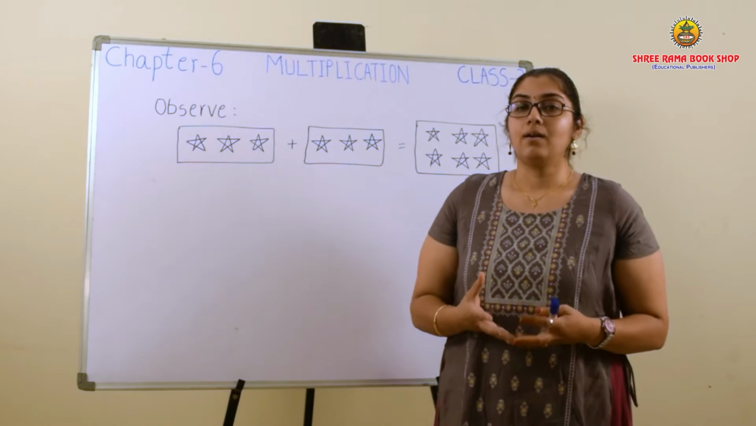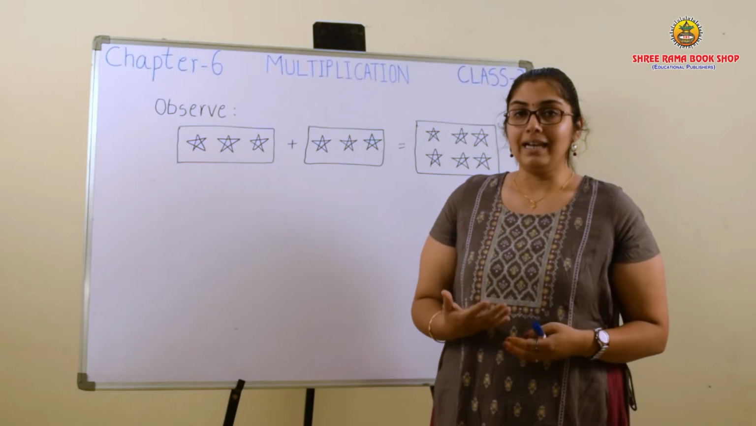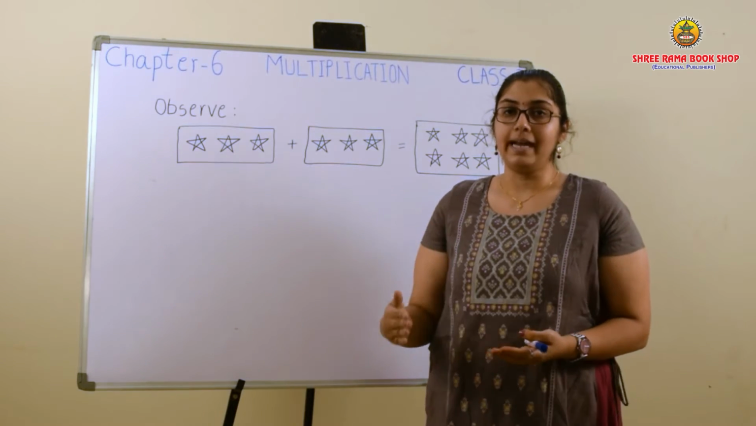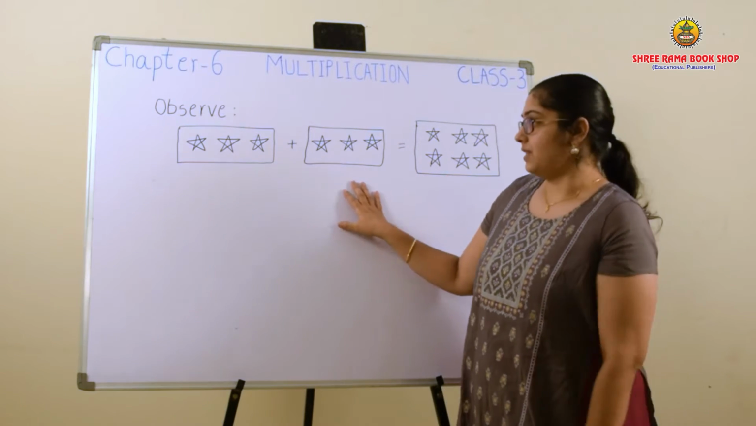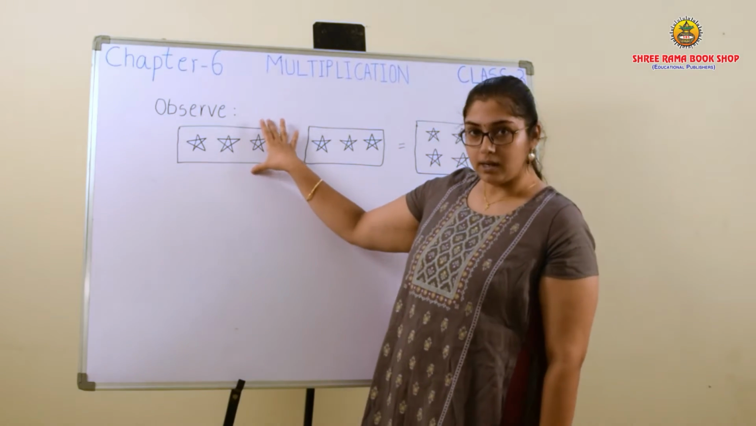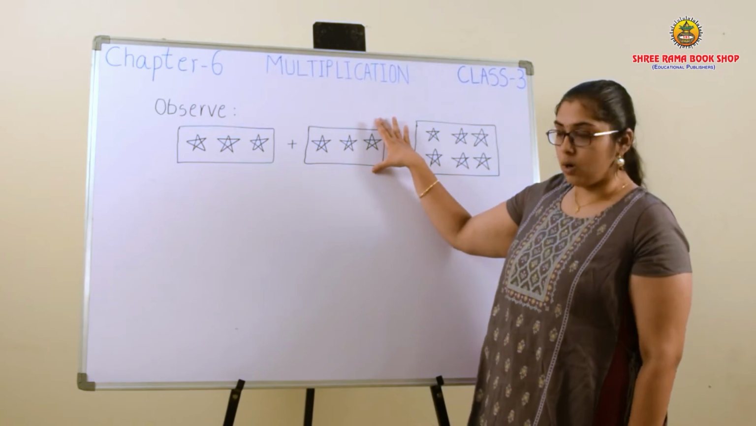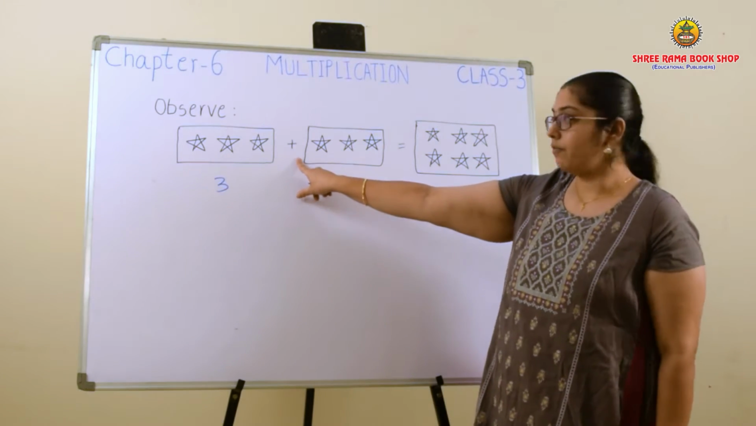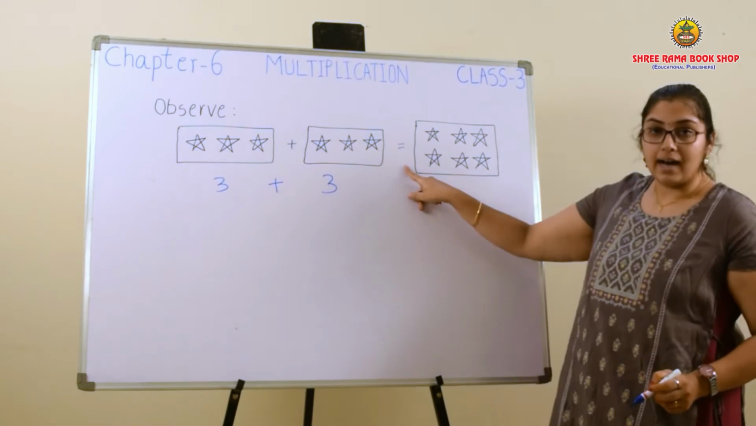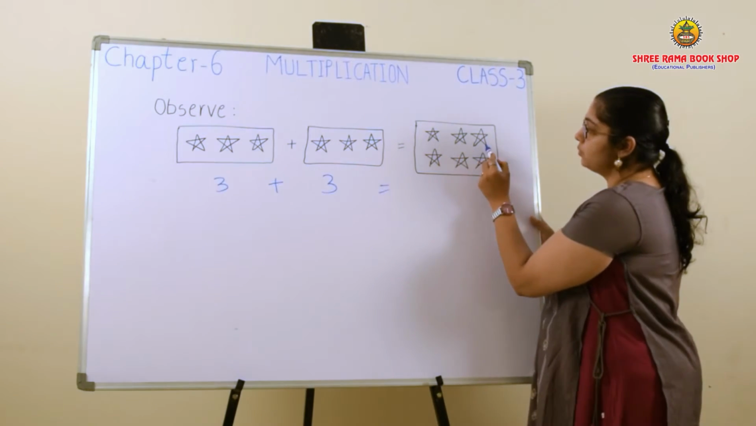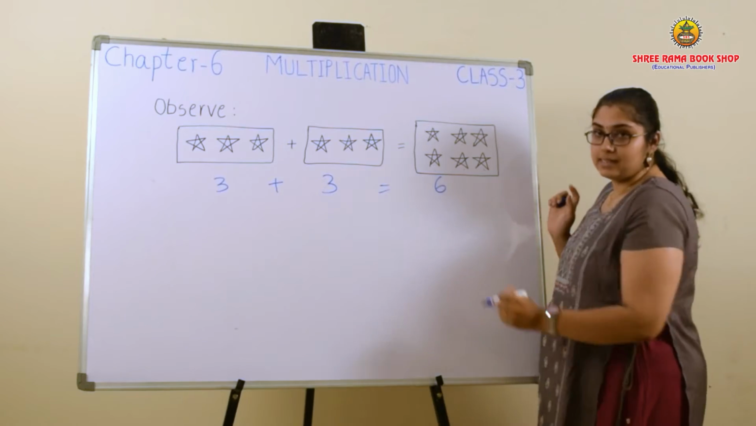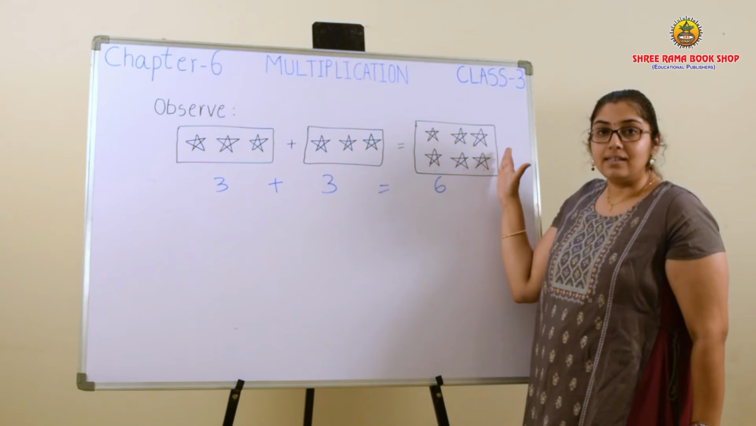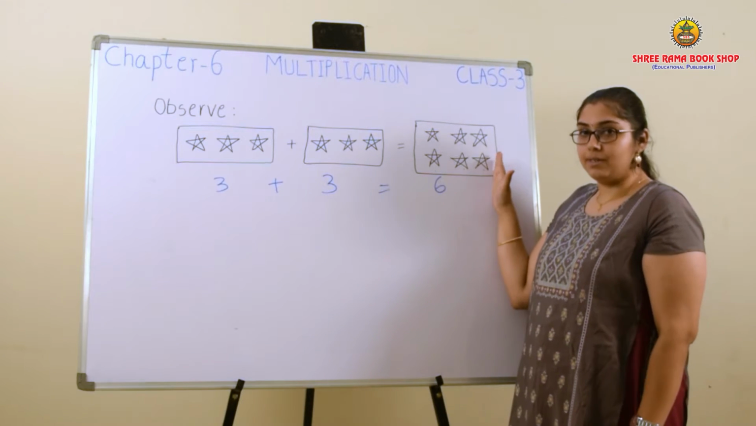And what is the answer called, which is nothing but the product. So now we will learn how to multiply numbers and why multiplication is called repeated addition. On the board you can observe that there are 3 stars in one block and 3 stars in the other block. So 3 and 3. I have kept the symbol of addition, plus, and the answer is 1, 2, 3, 4, 5, 6 stars, right? So you have this set of stars and this set of stars, and the total number of stars is nothing but number 6.